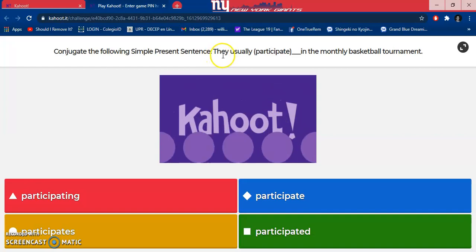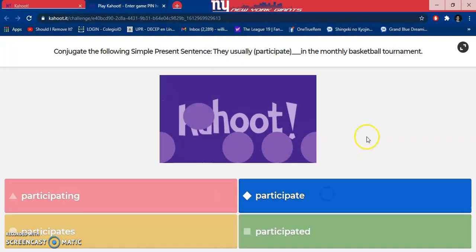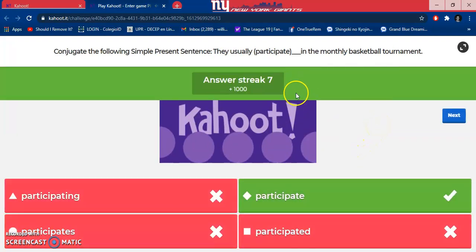Como el sujeto está en tercera persona plural, el verbo stays the same. El verbo se queda igual, no se conjuga con plural, because the subject is third person plural. At the same time, esto sigue la fórmula: subject, frequency adverb, verb, rest of the sentence. So recuerden, como el sujeto está en tercera persona plural, the verb stays the same. El verbo se queda igual. Moving on to the next one.